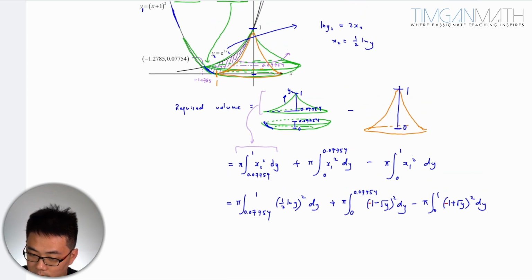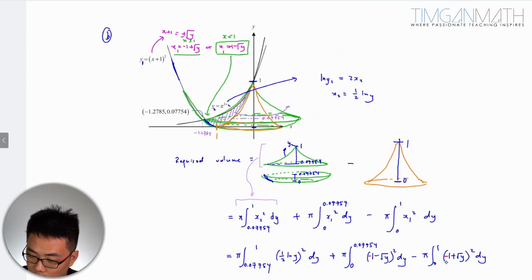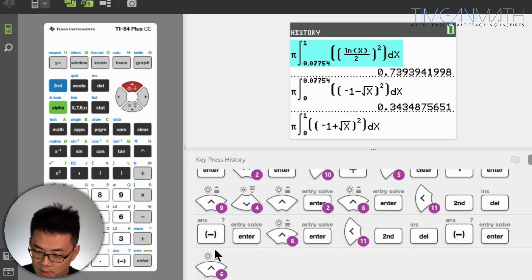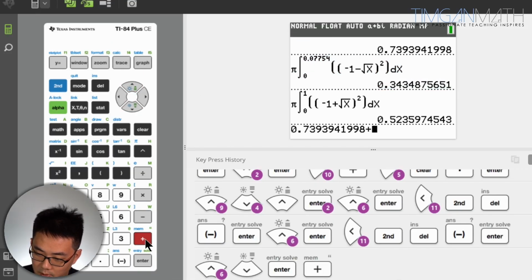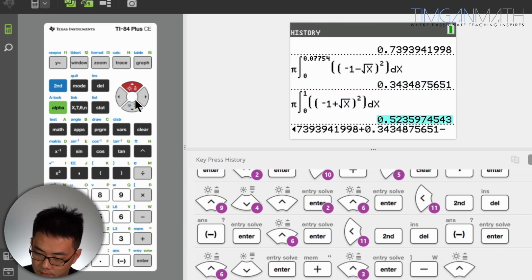What do you call it? Still the same equation, so it's fine. Just make sure to add a minus there. So key in the calculator: this will be this integral here, add both of these up, and minus this.